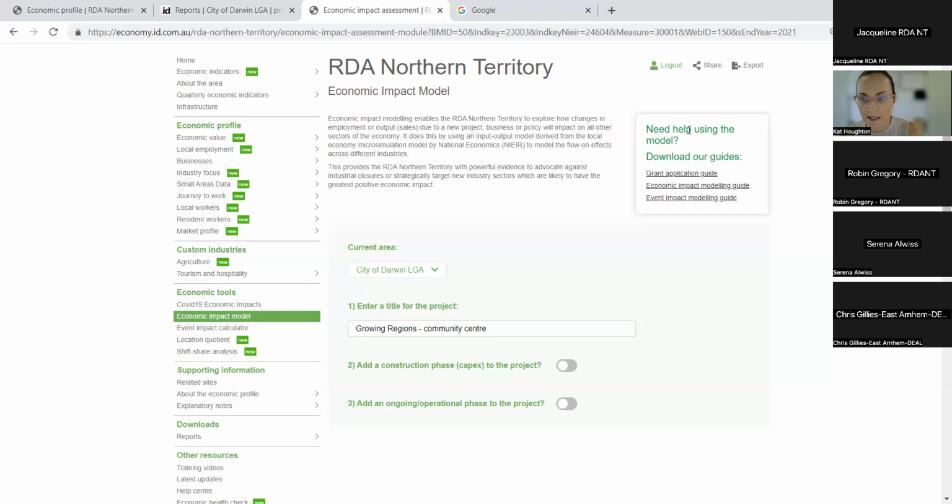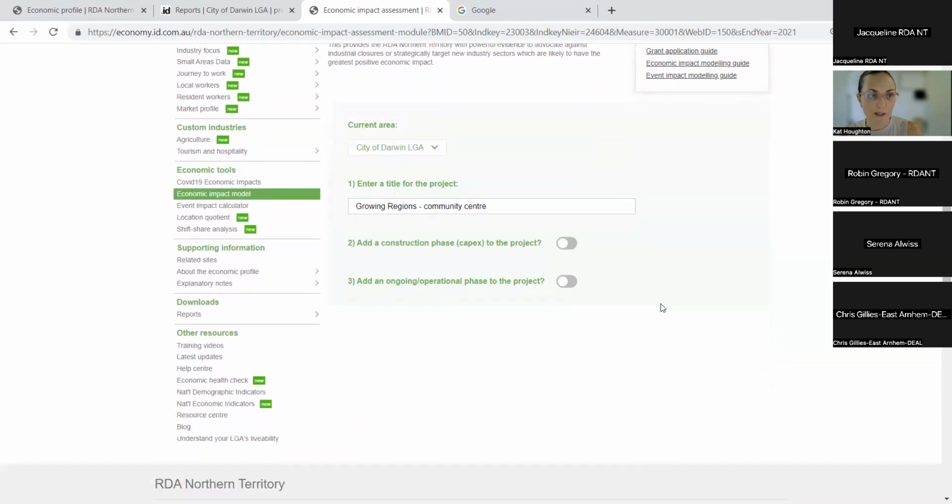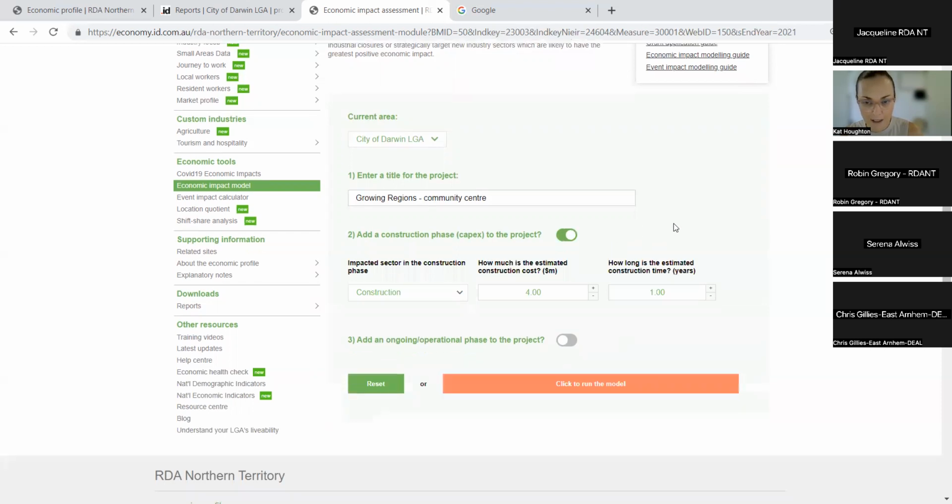Now you can see here, if you need help, you can get all of these guides: grant application guides, economic impact model guide, event impact modelling guide. Or if you need help from us, you can often contact Jack, and she'll put you in contact with us, and we'll be able to help you to deliver your economic impact assessment as well. So this was a particular project. It was a community centre in Western Queensland, and it had a construction phase to the project.